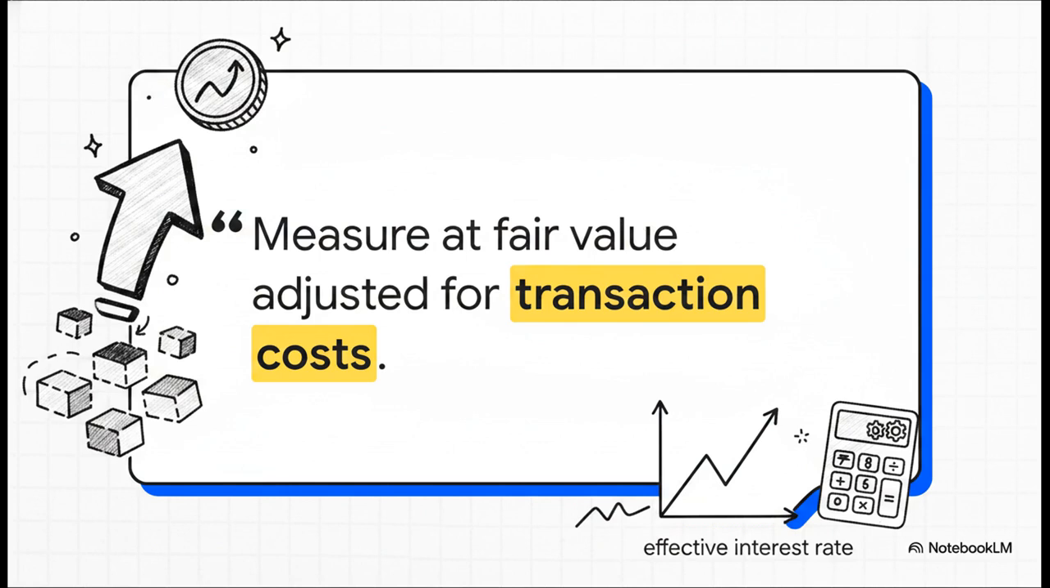So here's the absolute crucial point. If you're measuring debt instruments at amortized cost, your initial fair value measurement has to inherently be adjusted for the transaction costs. You don't get to just park those costs in a separate accounting silo. By adjusting the initial carrying amount right off the bat, those transaction costs become mathematically baked into your effective interest rate over the entire life of the instrument.